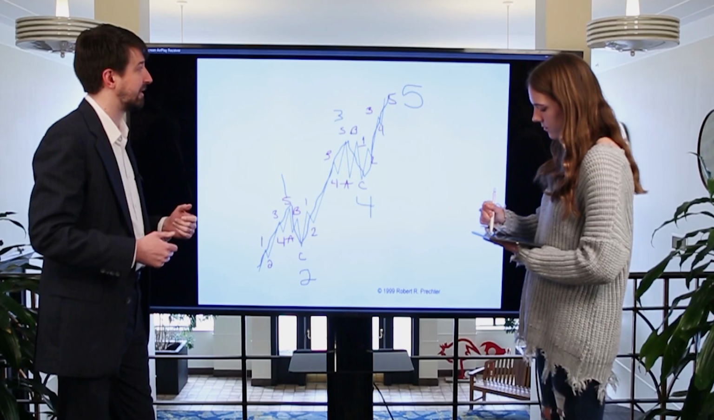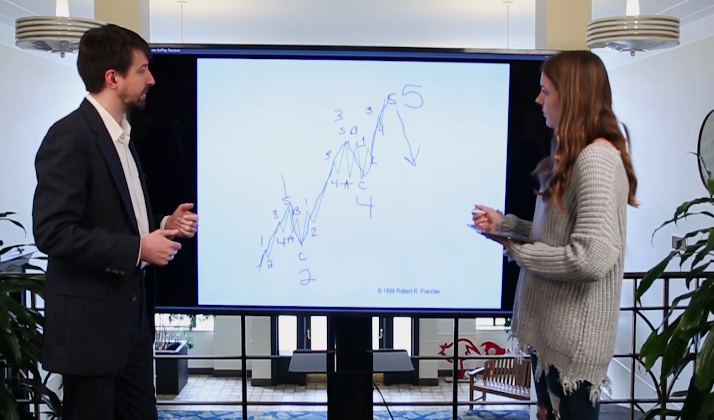That ABC correction, that 3-wave correction. So we don't have to draw the whole thing, but let's just draw an arrow in the direction that you would expect prices to go next. Okay, brilliant. I'll take that back from you.